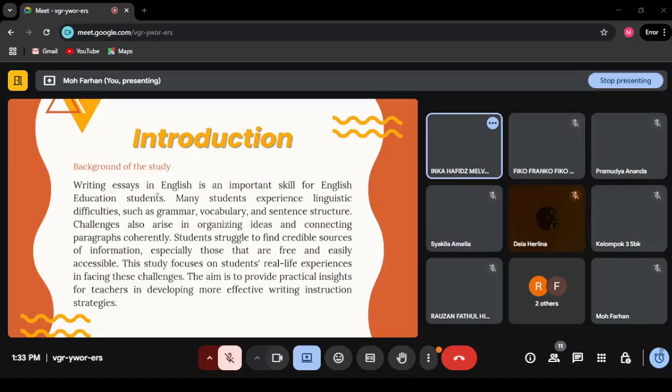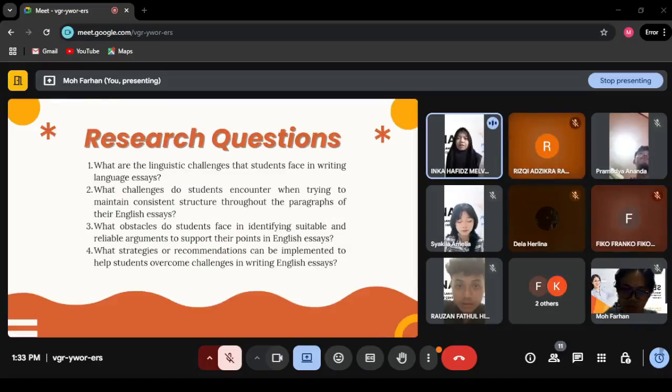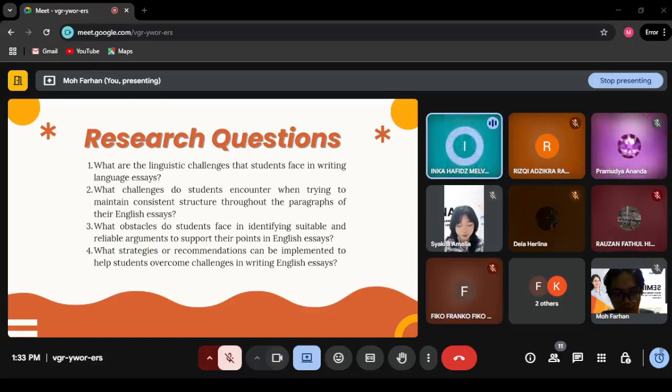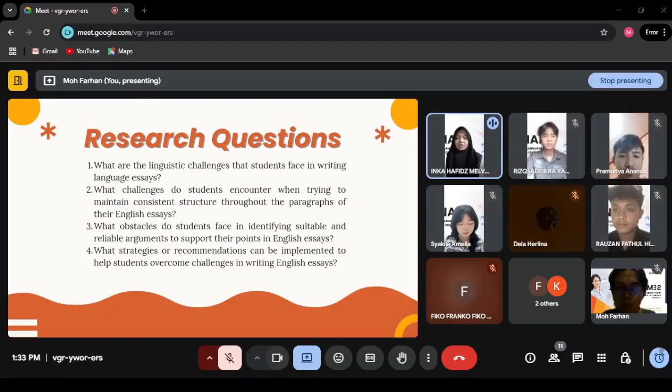Next is the research question. Our research was guided by four key questions. The first is what are the linguistic challenges that students face in writing English essays? Second is what challenges do students encounter when trying to maintain consistent structure throughout the paragraphs of their English essays? Third is what obstacles do students face in identifying suitable and reliable arguments to support their points in English essays? And the last is what strategies or recommendations can be implemented to help students overcome challenges in writing English essays? Next slide.